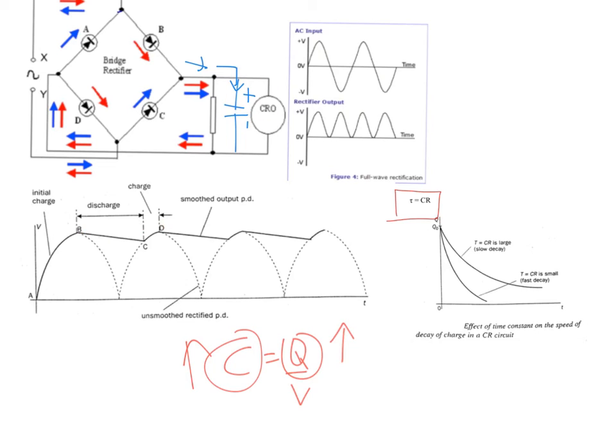So how do we achieve a higher capacitance? The simplest way is to connect another capacitor in parallel. Because when you add a capacitor in parallel, you're increasing the capacitance. Now, what about resistance here? Your resistance also affects your smoothing. The higher the resistance, the smoother it is.